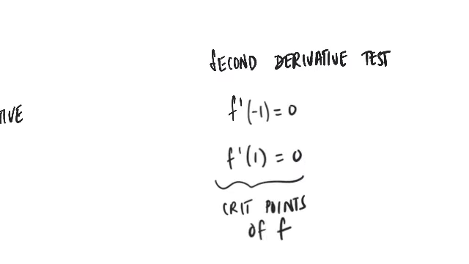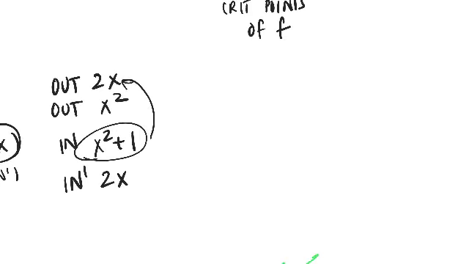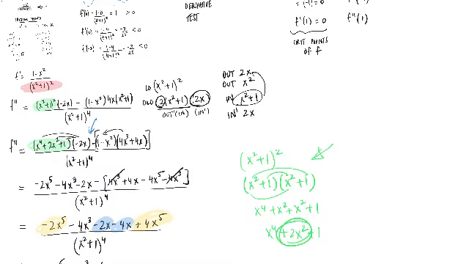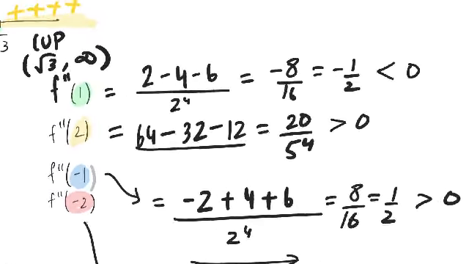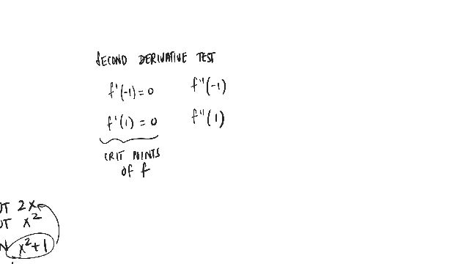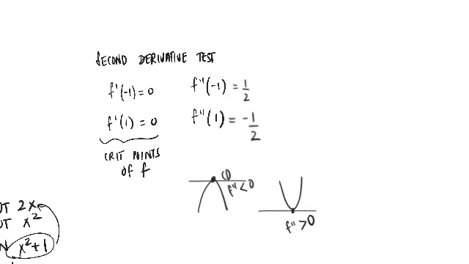Now, if I find f double prime of negative 1 and f double prime of 1, and if those are non-zero numbers, and I think we found them down here, I just have to remember what they were. Okay, so f double prime of negative 1 was a half, and f double prime of 1 was negative a half. So we remember that on a concave down curve, f double prime is going to be negative, and on a concave up curve, f double prime is going to be positive, right? So that holds for these places where you might be at a max and a min.